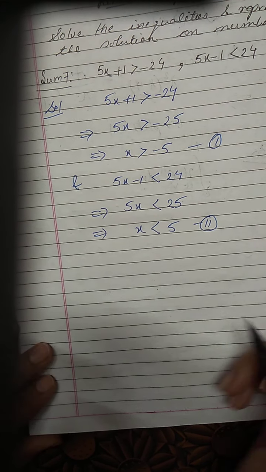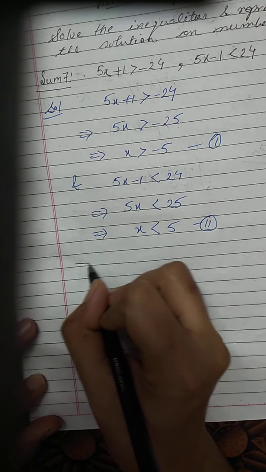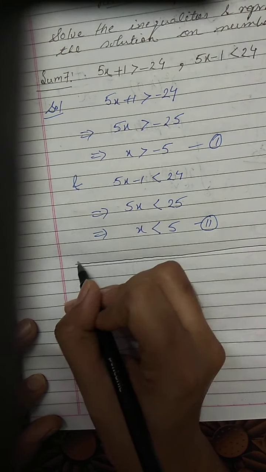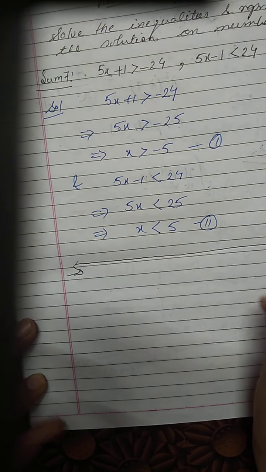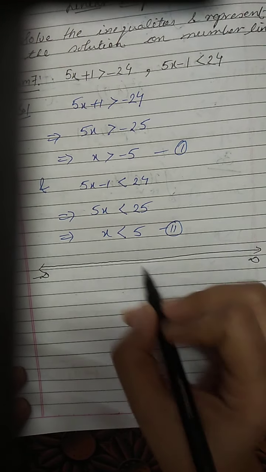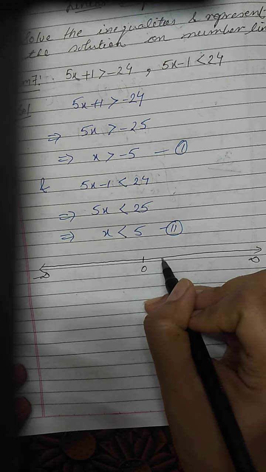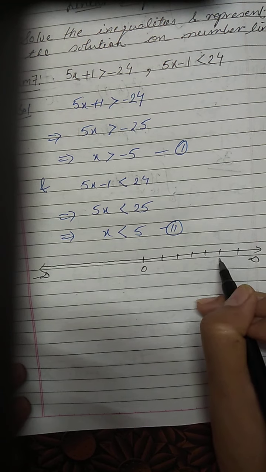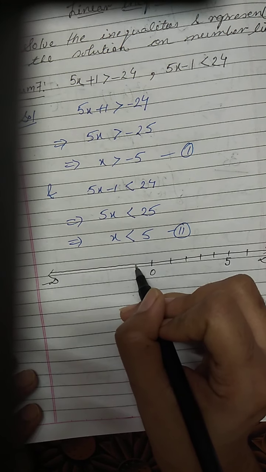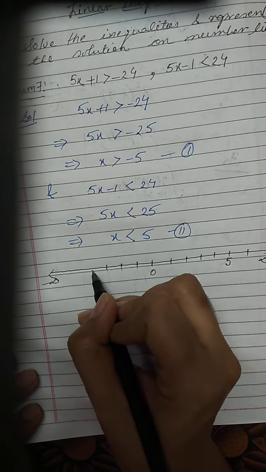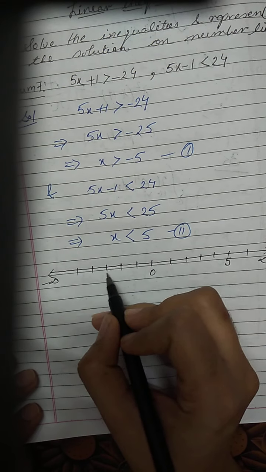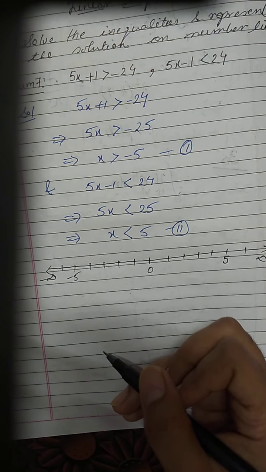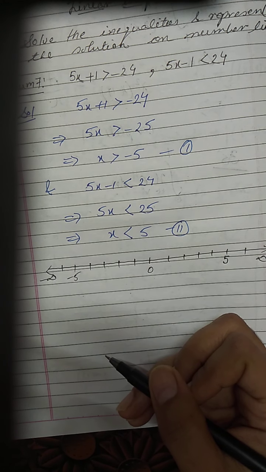That means we have to take the real number line. So let us consider our real number line. It will be minus infinity to infinity, and let us mark the points. Here 1, 2, 3, 4, 5, so this is our plus 5 point. Similarly, to the left hand side, this will be the minus 5 point, and so on till minus infinity.